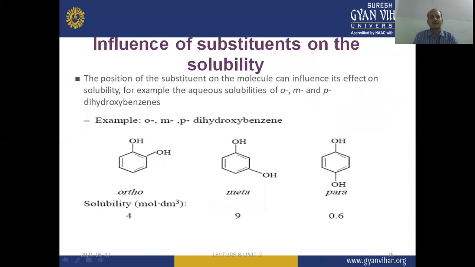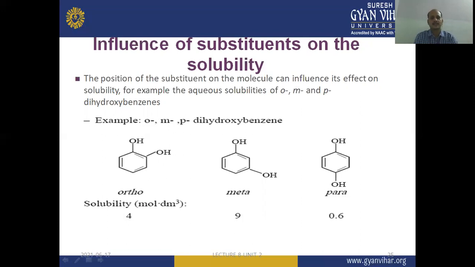Now, when we take the example of position of the substituent, it also affects the solubility. So, the position of the substituents on the molecules can influence its effect on solubility. For example, the aqueous solubilities of ortho, meta, and para dihydroxy benzenes. An example of ortho, meta, and para dihydroxy benzene is given in this slide.